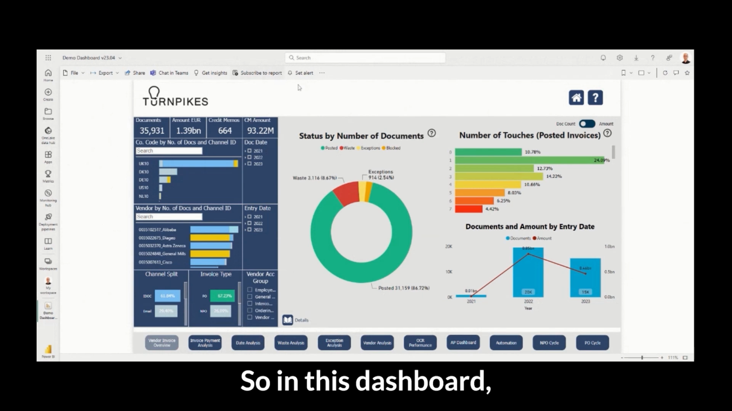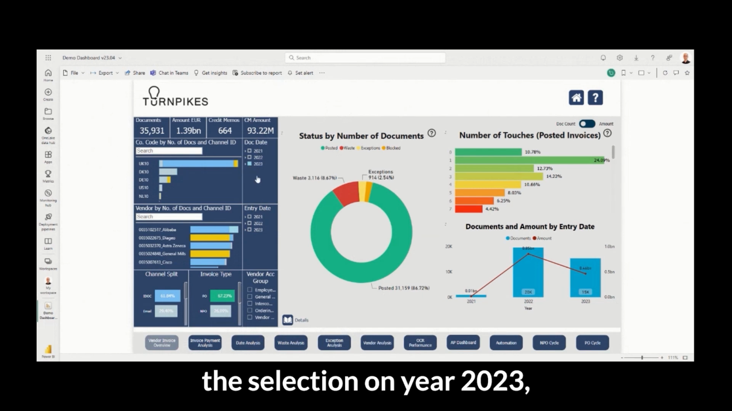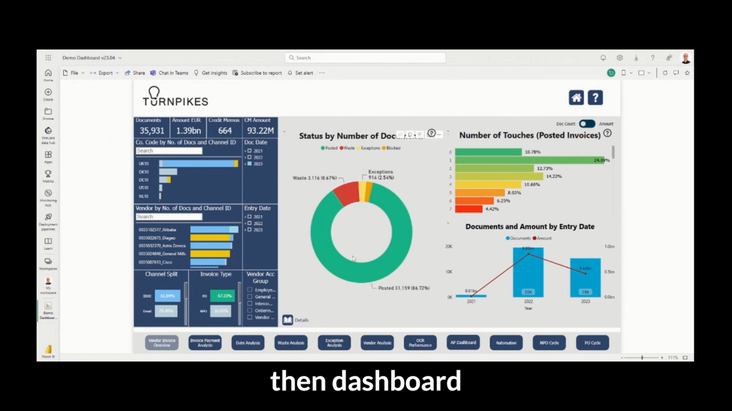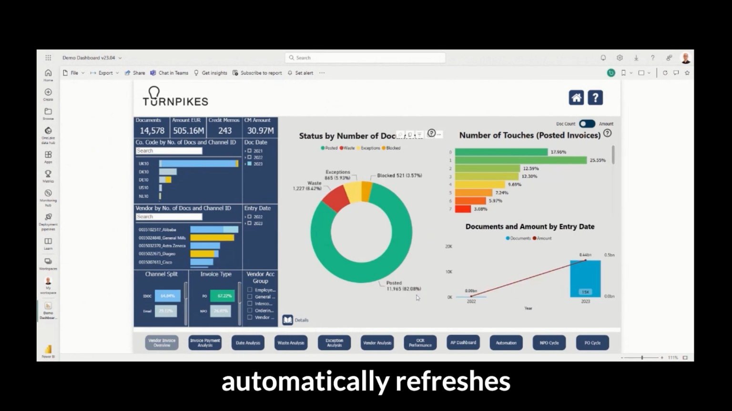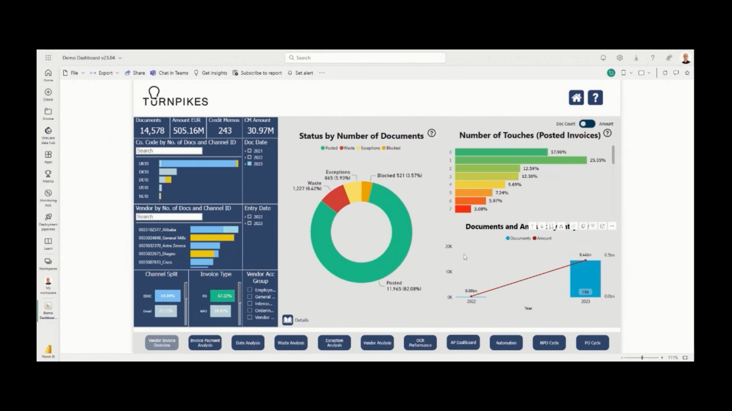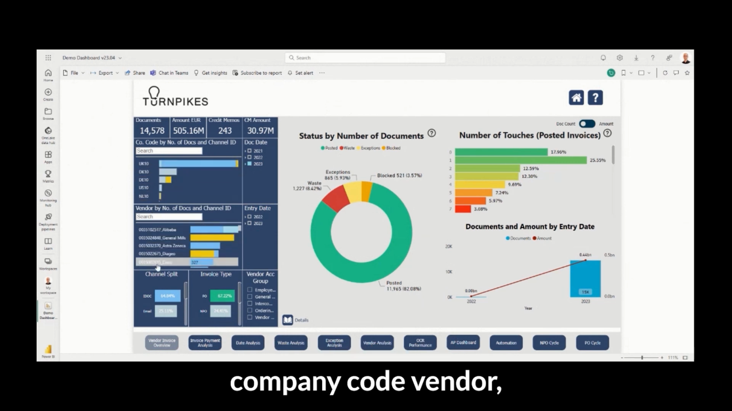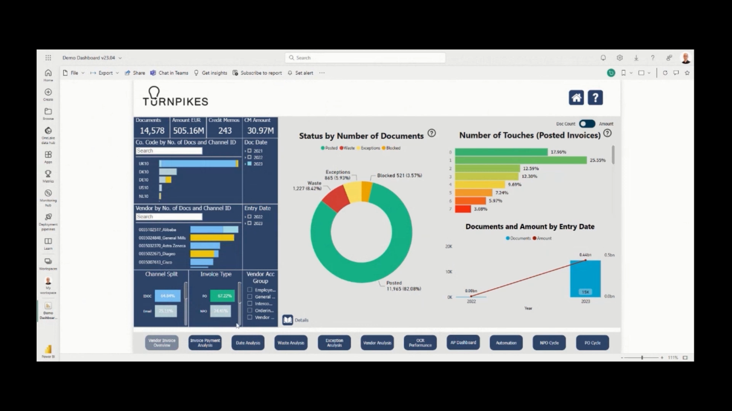So in this dashboard, you can see, for example, the number of documents in a specific period. If we make the selection on year 2023, then the dashboard automatically refreshes to the documents that are only relevant for 2023. In the same way, you can filter on a specific company code, vendor, channel, or invoice type.